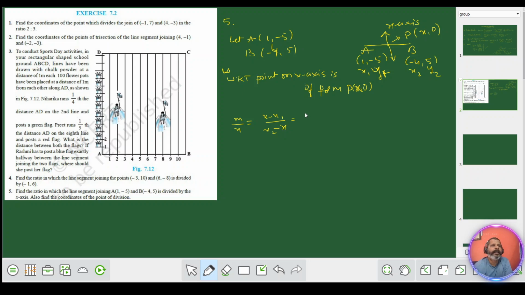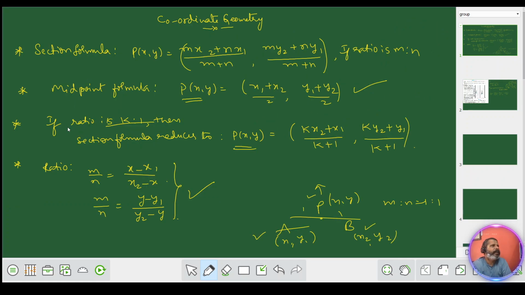What is x here? X is x only, because this is xy. X minus x1 is 1 by x2 is 0, so x minus 1 by minus x. Otherwise, we can use the direct section formula. We assume the ratio k is to 1 because x is an unknown. We use the formula kx2 plus x1 by k plus 1, ky2 plus y1 by k plus 1.